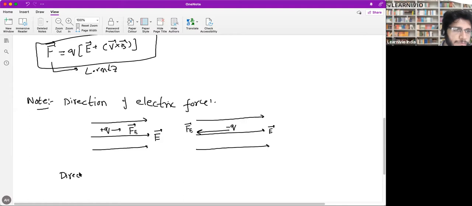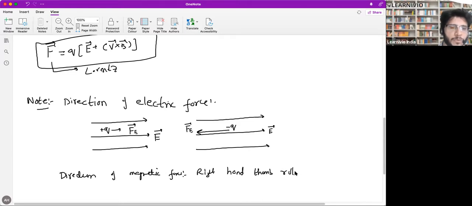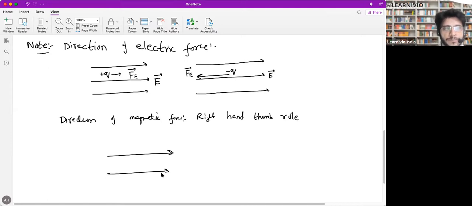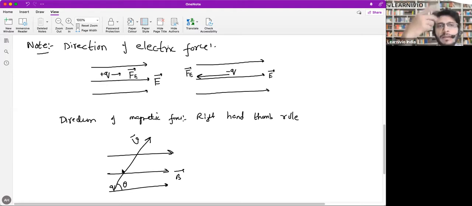Direction of magnetic force. For the direction of magnetic force, we use the right-hand thumb rule. We have discussed this right-hand thumb rule in previous classes. Like, if this is your magnetic field, it's a charge Q moving with some velocity V at this angle theta. Apply the right-hand thumb rule and get the direction of force. What's the direction of magnetic force? Inwards. Place your fingers along velocity and curl them towards the magnetic field. The thumb is going inwards, so the direction of magnetic force is inwards. This is for a positively charged particle.